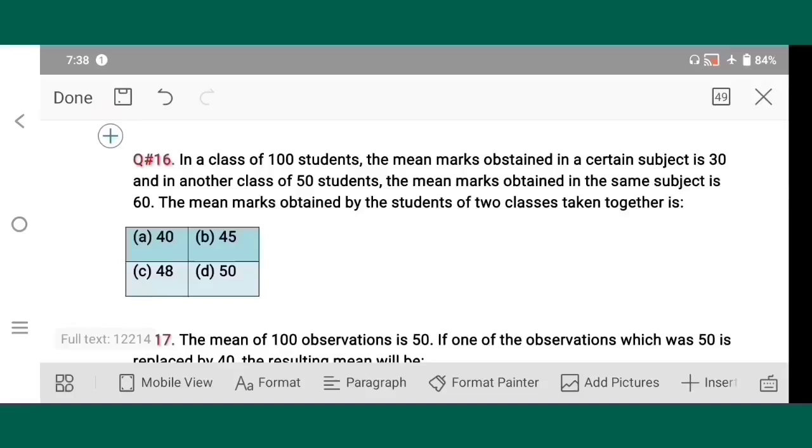Question number 16. In a class of 100 students, the mean marks obtained in a certain subject is 30, and in another class of 50 students, the mean marks obtained in the same subject is 60. The mean marks obtained by the students of two classes taken together is, the options are 40, 45, 48 and 50.